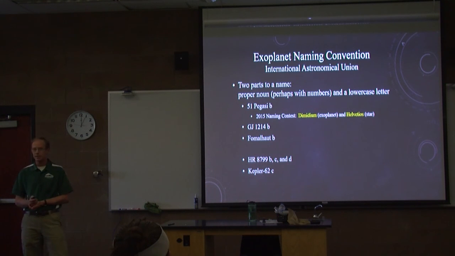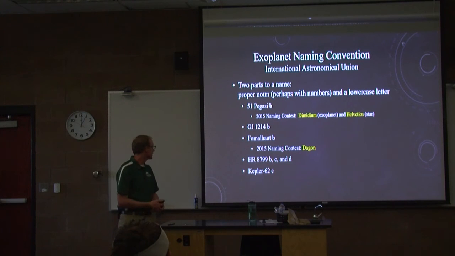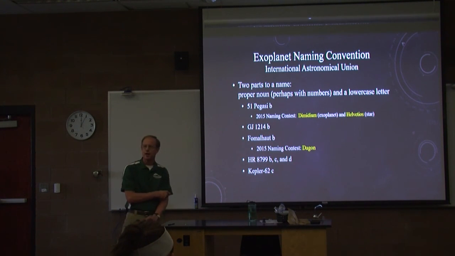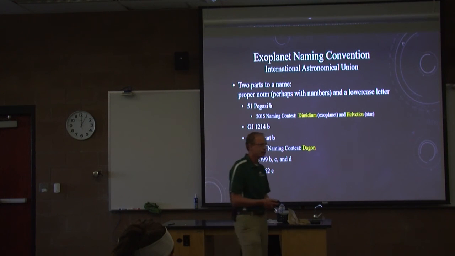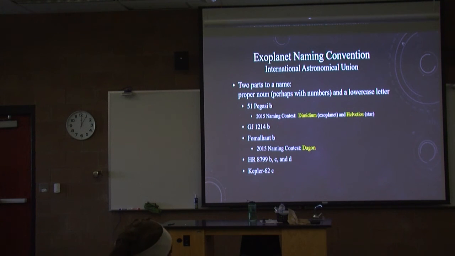Instead of 51 Pegasi, it is also Helvetios, or however you would pronounce that. The same is true for Fomalhaut B. They did about 35 or 40 of these objects, something of that nature. I wouldn't say it provides a lot more clarity than what we've had before, but it is a way to name things. And with that, I'm going to pause right there.